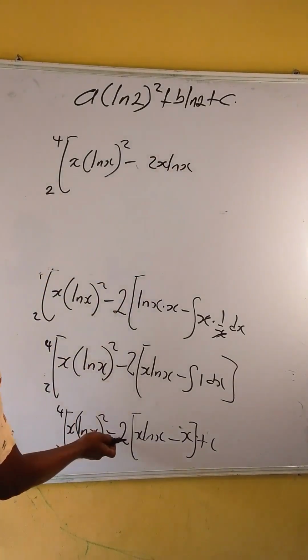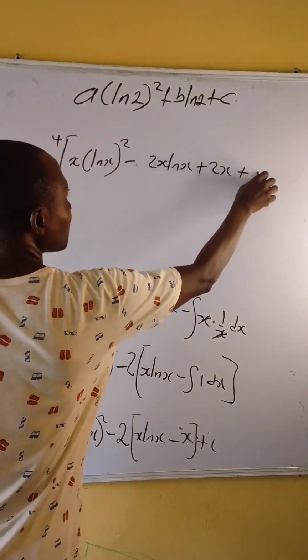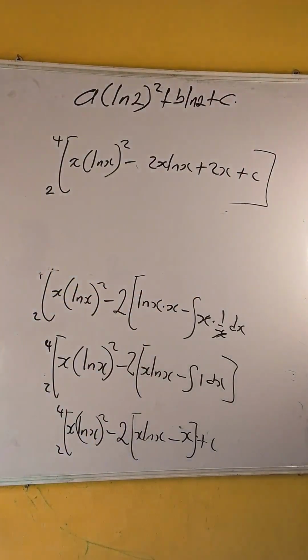We have that. Minus 2 times minus x will give us plus 2x. You can put a plus c. Now, let us fix the values and see what happened. Now, don't forget what happened here.